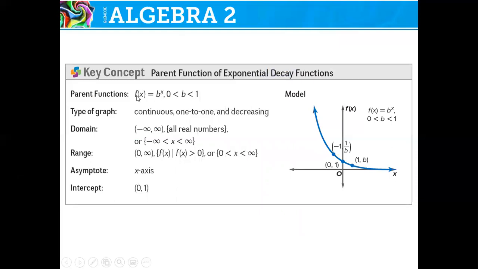It's the exact same function. The only difference is that now b is between 0 and 1. Again, it's continuous and one-to-one, but now it is decreasing and not increasing. The domain is all real numbers, and the range is f of x greater than 0, because the asymptote is the x-axis. We have the same intercept, which is (0, 1), and this is how the graph will look.